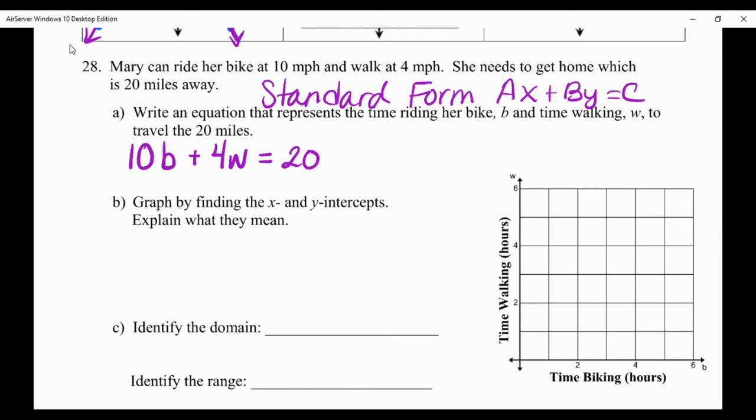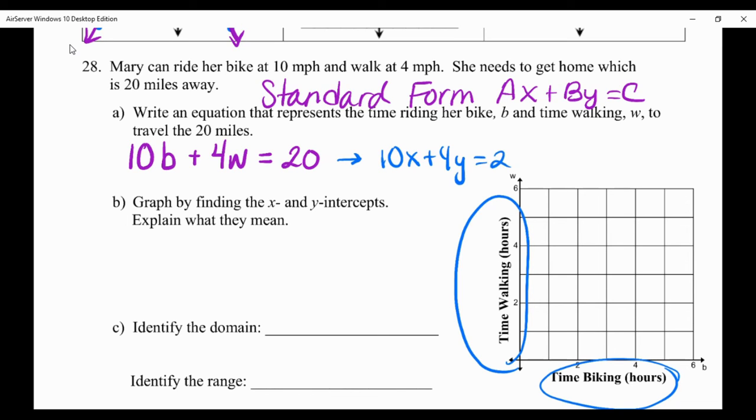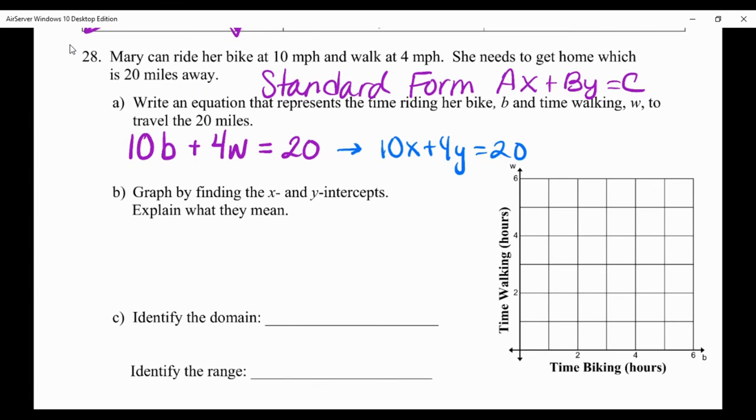You can also think of this as, because the time biking is on the x-axis and the time walking is on the y-axis, you could also use 10x plus 4y equals 20 if that's easier for you. You're going to finish this problem on your own, but I just wanted to help get you started.